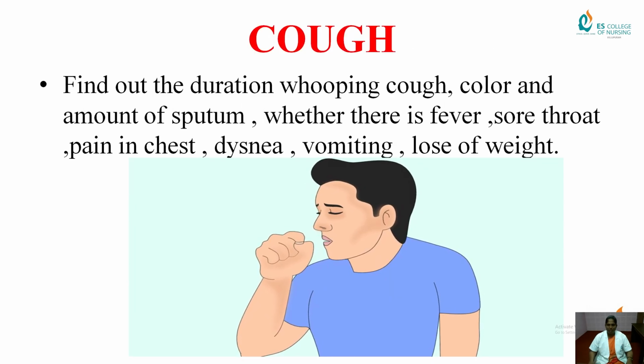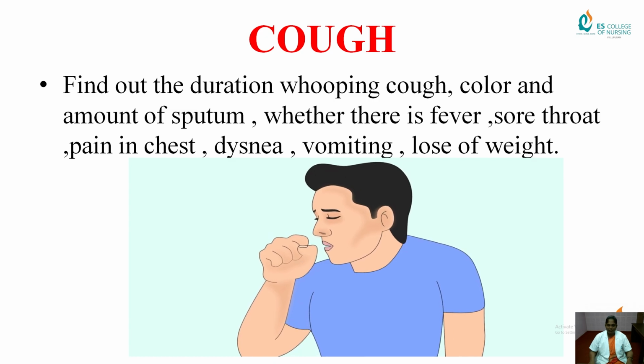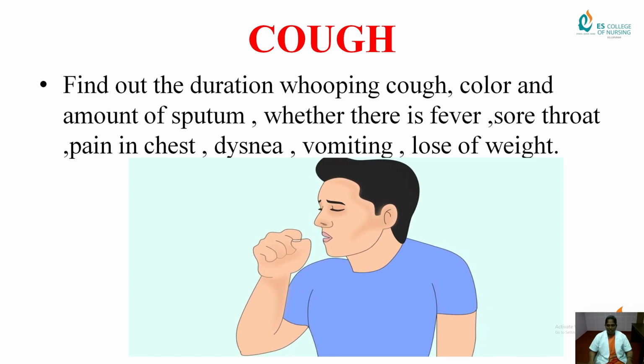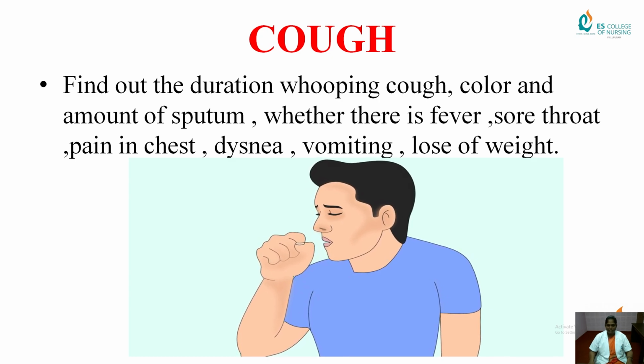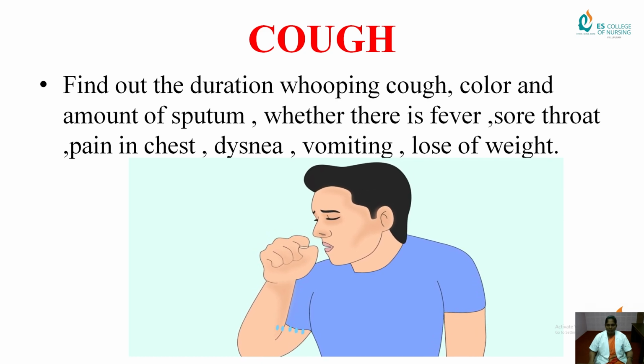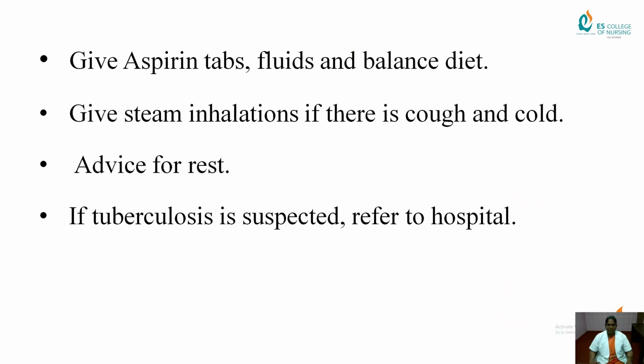Next one is cough. Find out the cough duration and the color and amount of sputum, and whether there is fever, sore throat, chest pain, dyspnea, vomiting and loss of weight. If continuous cough occurs, give aspirin tablets, fluids and a balanced diet. Give steam inhalation if there is cough and cold, if the patient feels comfortable, and advise rest. If tuberculosis is suspected, refer to the hospital.